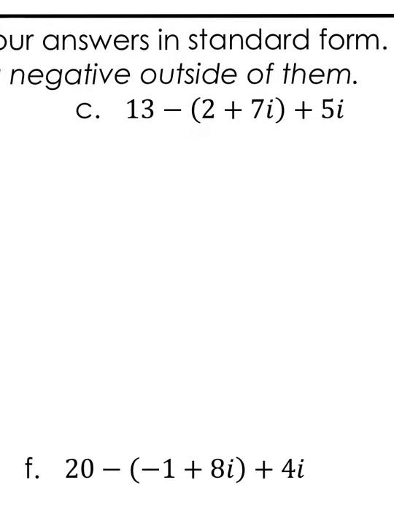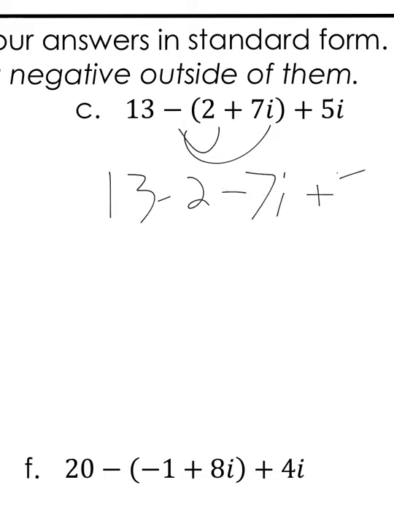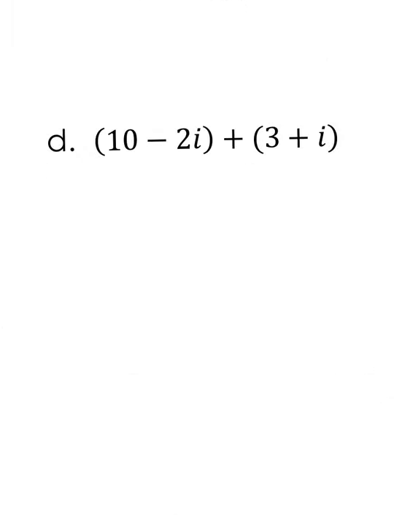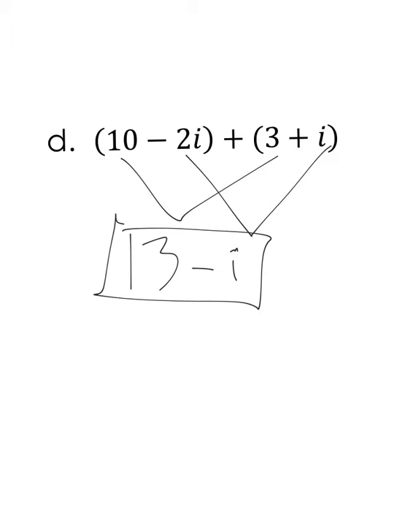So C, we have to distribute this negative: 13 minus 2 minus 7i plus 5i. 13 minus 2 is 11. Negative 7i plus 5i is negative 2i. That's letter C. Letter D, 10 minus 2i plus 3. So we're not distributing anything. It's a plus. So 10 plus 3 is 13. Negative 2i plus i is just negative 1i. And that's D.